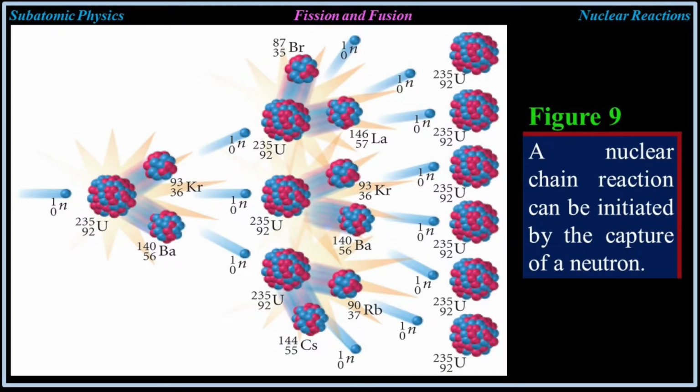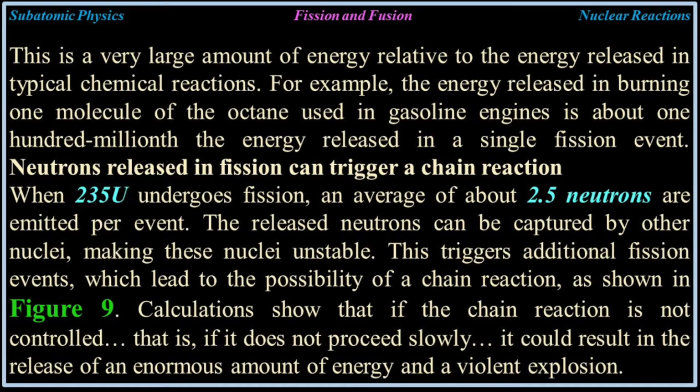Figure 9: a nuclear chain reaction can be initiated by the capture of a neutron. This is a very large amount of energy relative to the energy released in a typical chemical reaction. For example, the energy released in burning 1 molecule of octane used in gasoline engines is about 100 millionth the energy released in a single fission event.